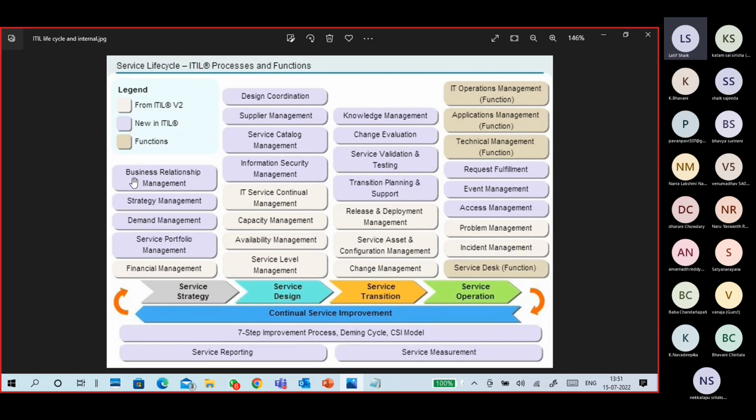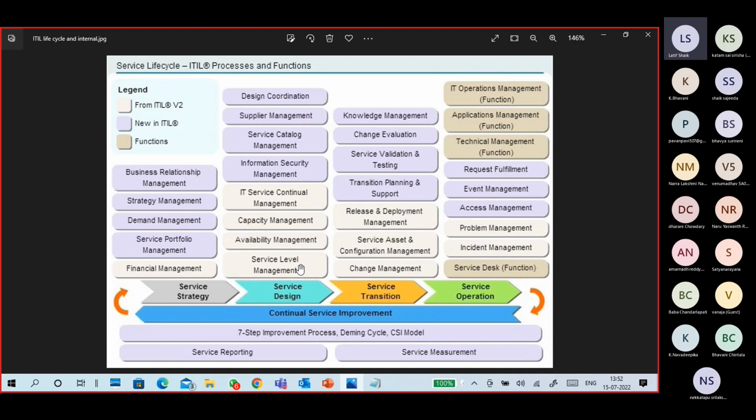So what is business relationship management? How to take care of the customer if you are unable to provide certain services, giving discounts, or dealing with the customer. It's not about a service, it's all about business-related things: how to deal with the customer, customer satisfaction, giving some additional benefits. Service design is talking about service level management.